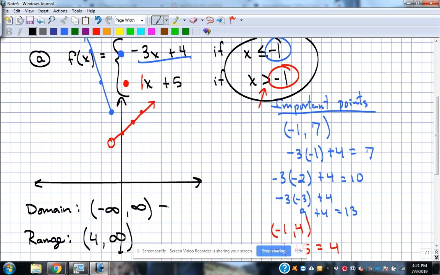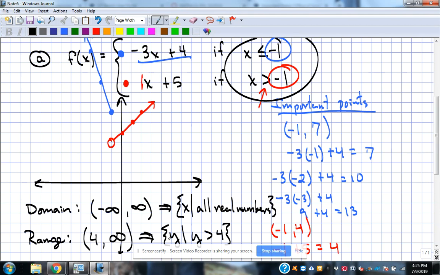Another way to write the domain for this one would be x such that x is all real numbers. That would be the set notation. Remember doing that in 100. For the range, you could write it y such that y is greater than 4. Those would be the set notations for the range and the domain for that.